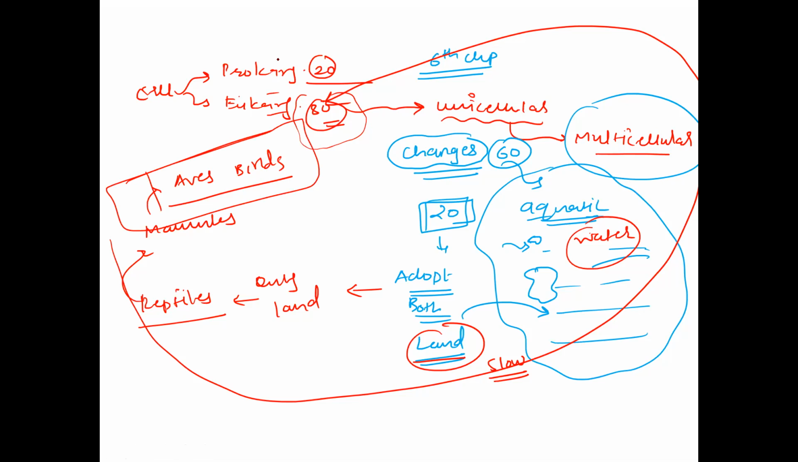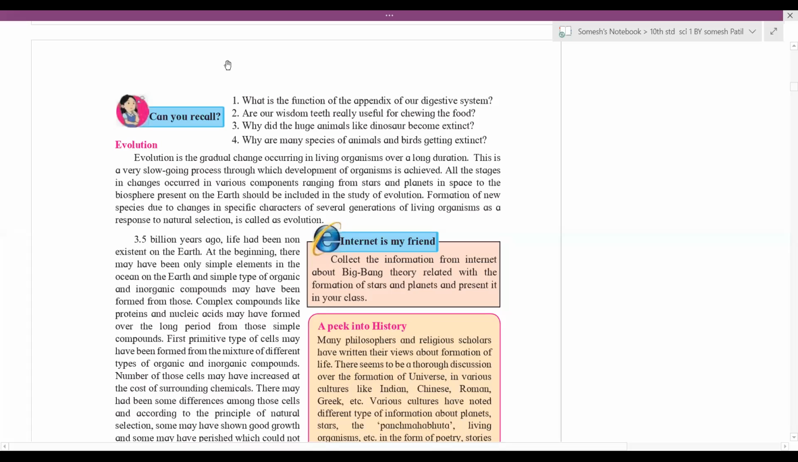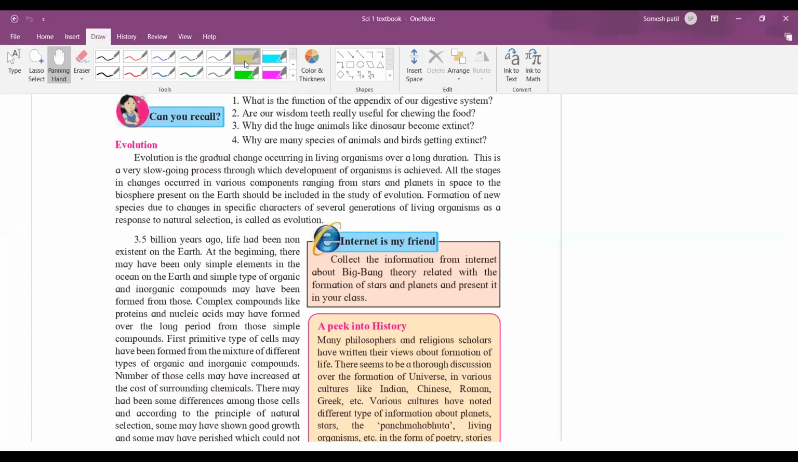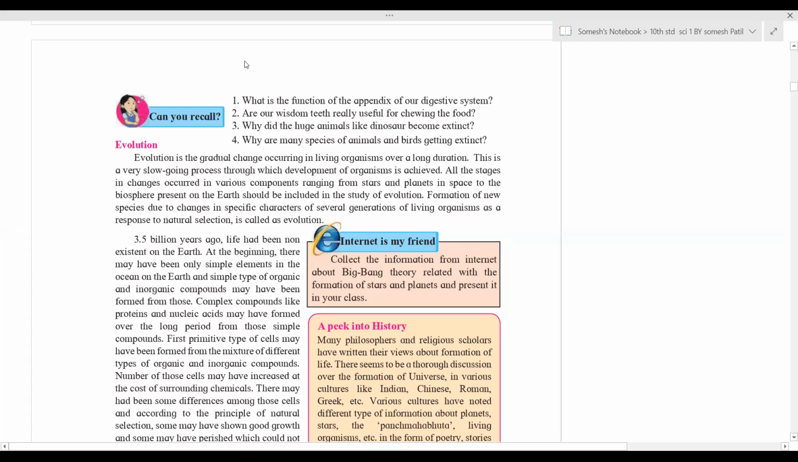Okay. So we will now highlight some part of whatever we have learned. If you have a textbook, then please highlight along with me. So what is the evolution we have studied? Evolution is a change over a long duration. This is a slow growing process, and that slow growing process is called what? Evolution. And here the word natural selection comes. I will tell you later on what this natural selection is.